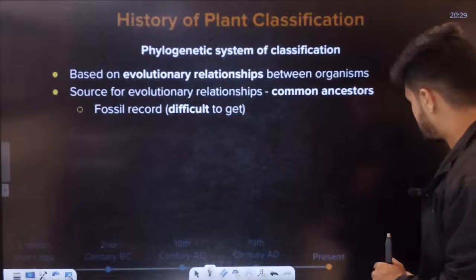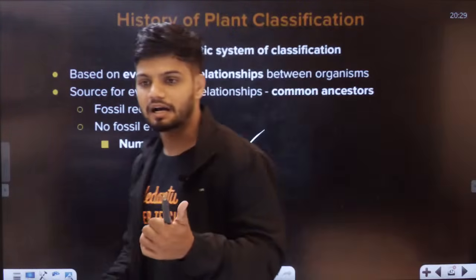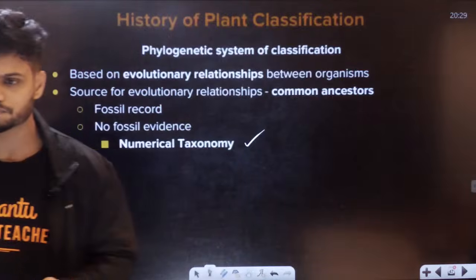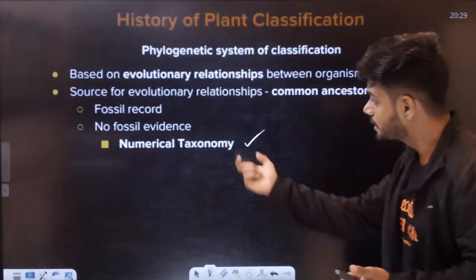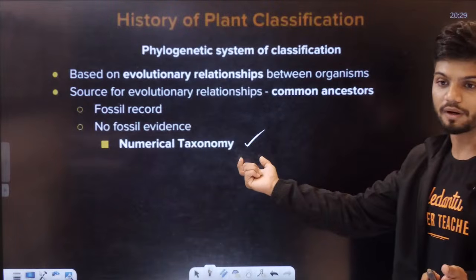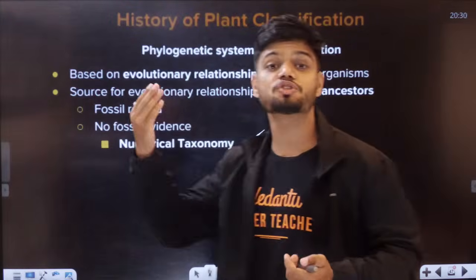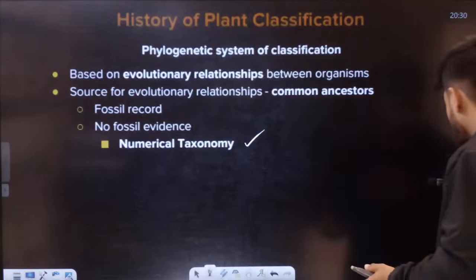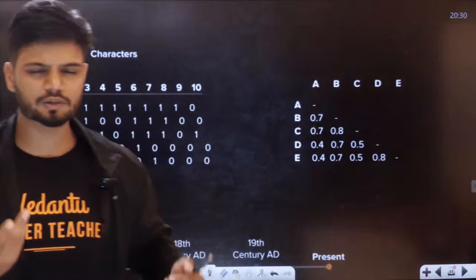The other methods are your numerical taxonomy, students. One of the examples is numerical taxonomy. So with the help of numerical taxonomy, we can find the relationship of different organisms. Now this is how numerical taxonomy looks like.